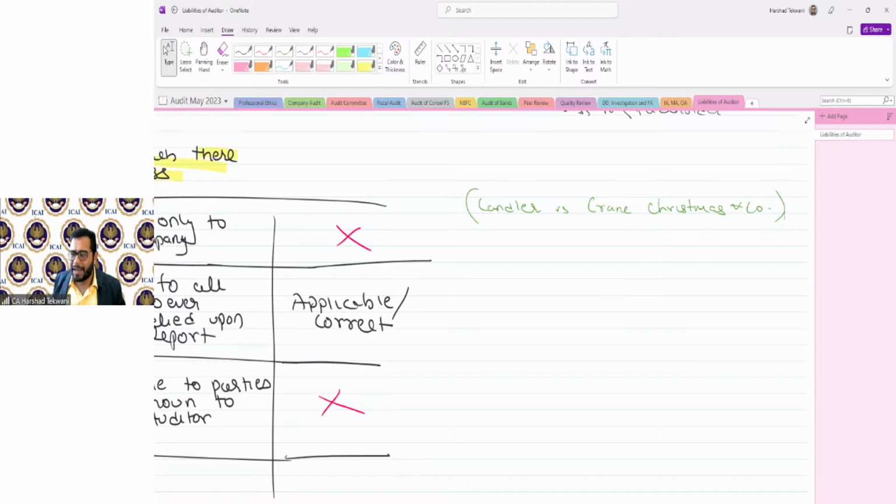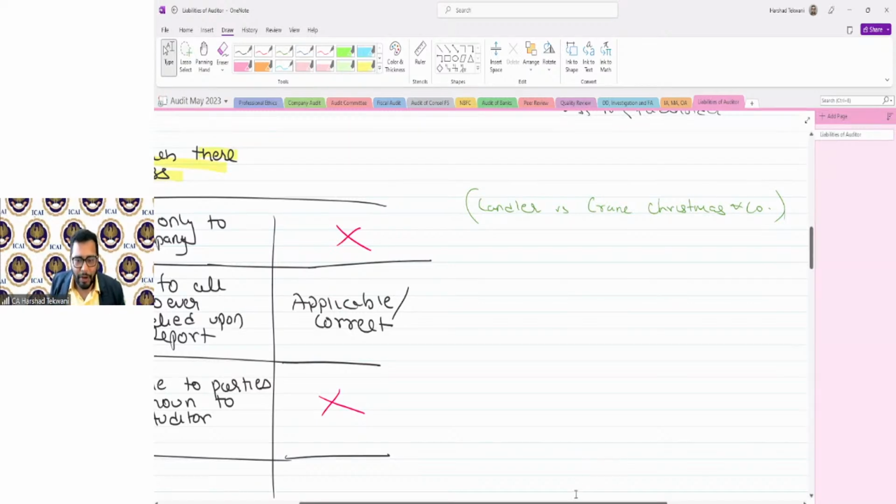Later on, the takeover decided not to go ahead, but there is a lack of connection between both. Okay, and in that particular judgment, it was held that if there is no direct connection between the loss that the person has suffered and the responsibility or the act or negligence or breach of duty by the auditor, then in that case it cannot be held that the auditor is liable.